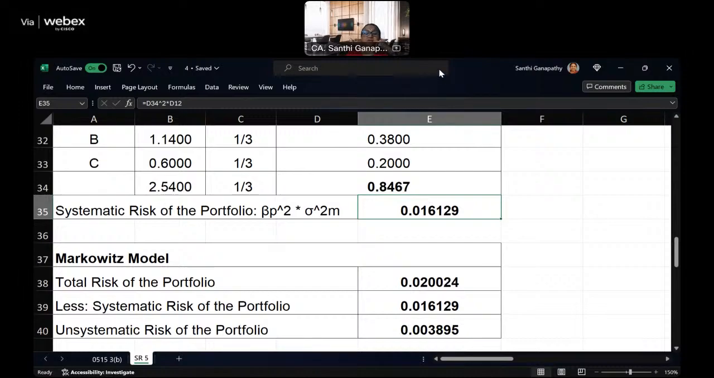Okay, now let us look at method 2, Sharpe index model. That is method 2. So note down method 2, Sharpe index model. One, find variance of the market. 2, find portfolio beta.